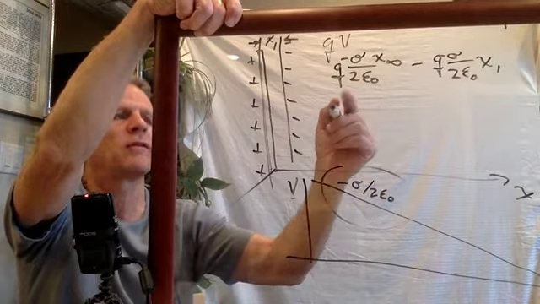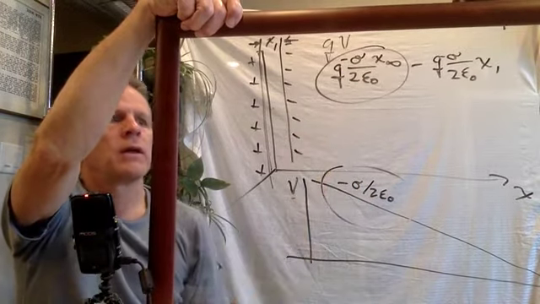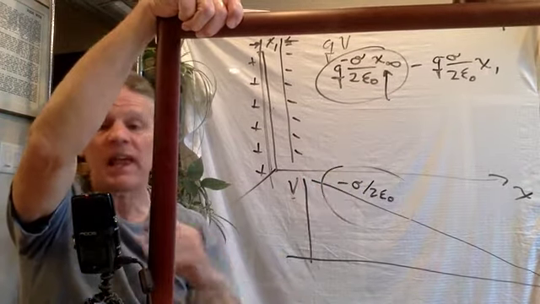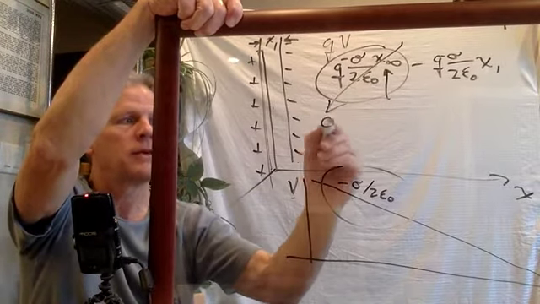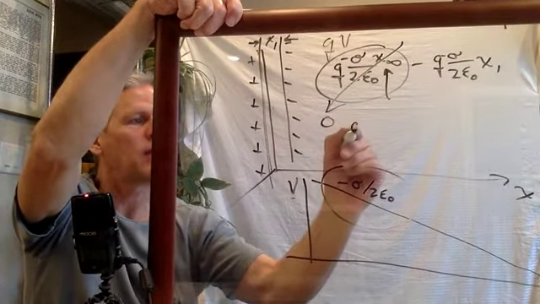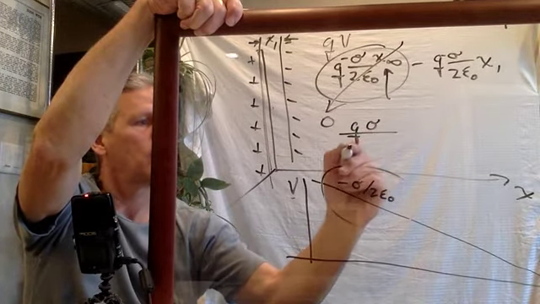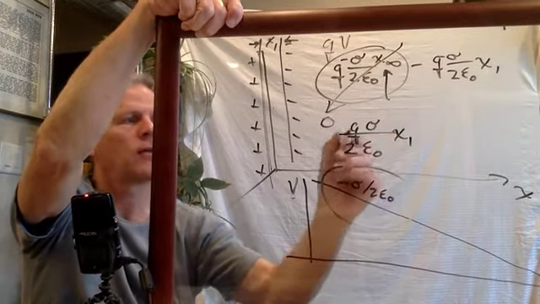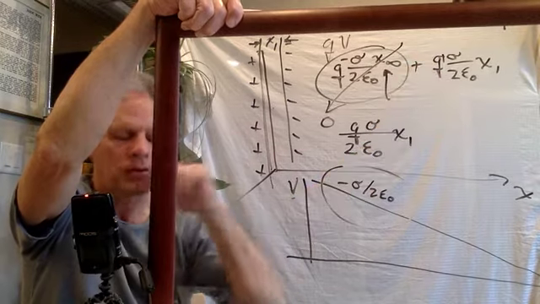Well, what do we say this was equal to? We said the potential at infinity, we're just saying that's equal to 0. So this goes away. And so what am I left with? I'm left with Q sigma over 2 epsilon 0 x1. And this is now positive because I've got negative and negative, which canceled.